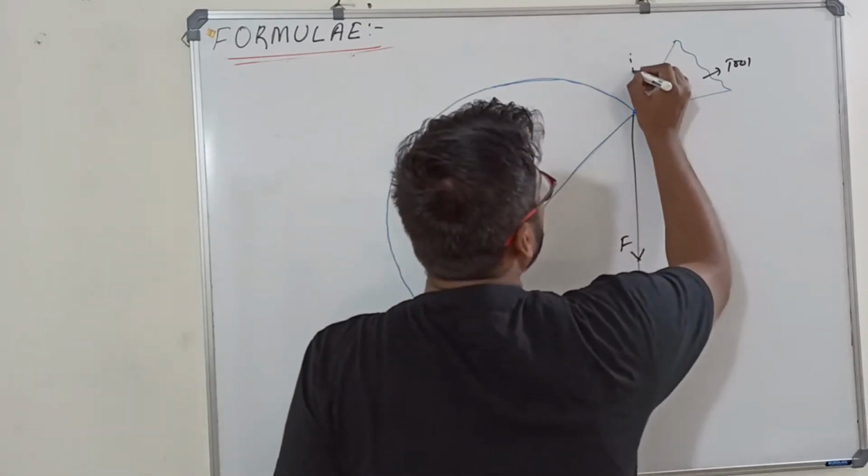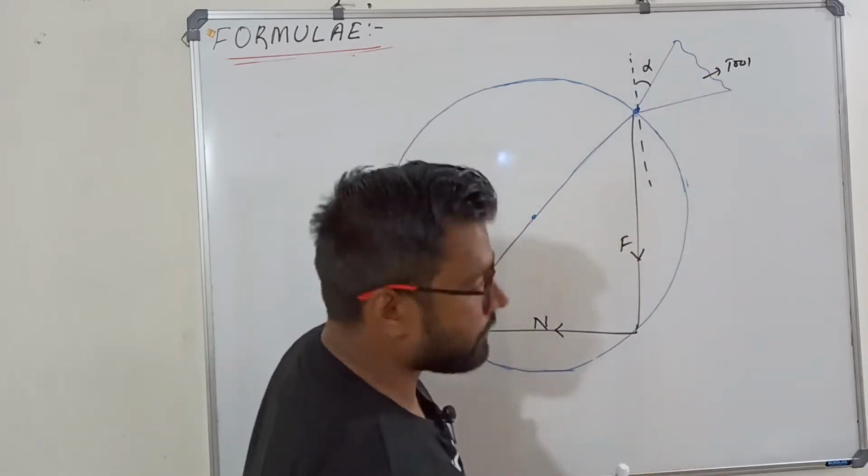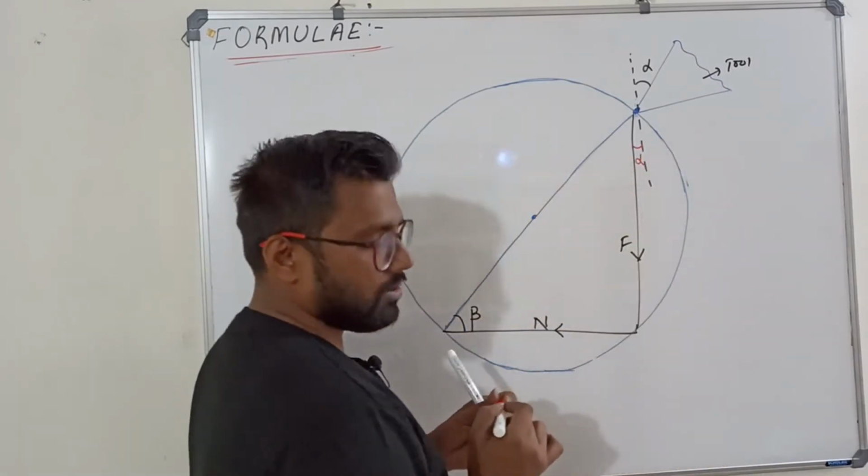Okay. So now, what is this angle? Sir, alpha is this angle. Very good. So what will be this angle? Sir, opposite angle. That's why this is also alpha.